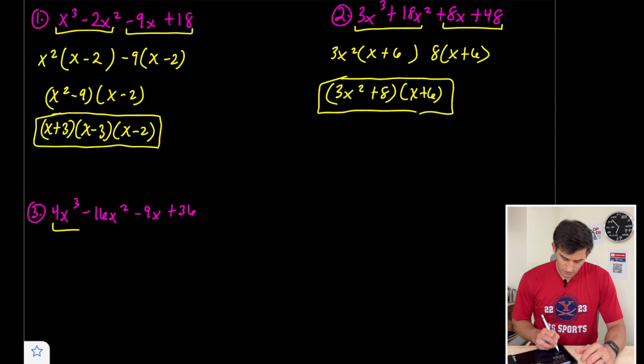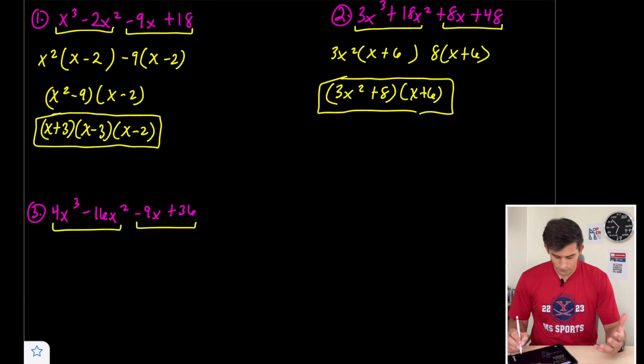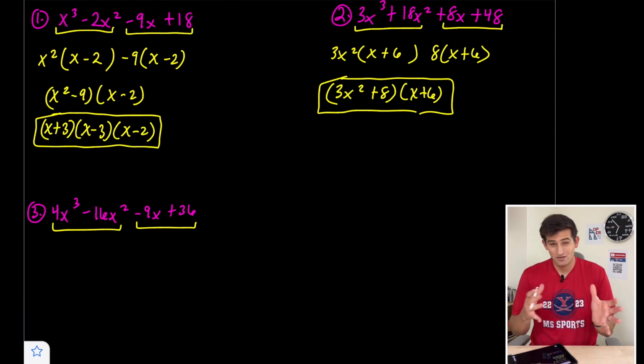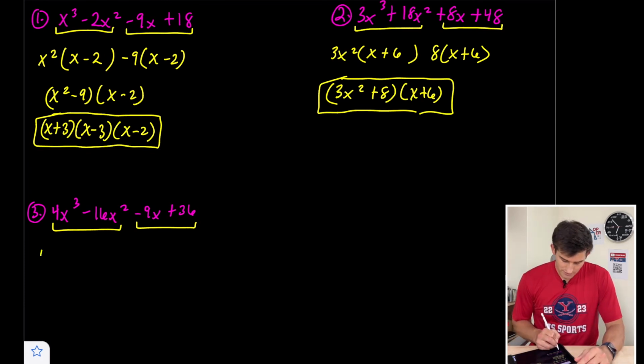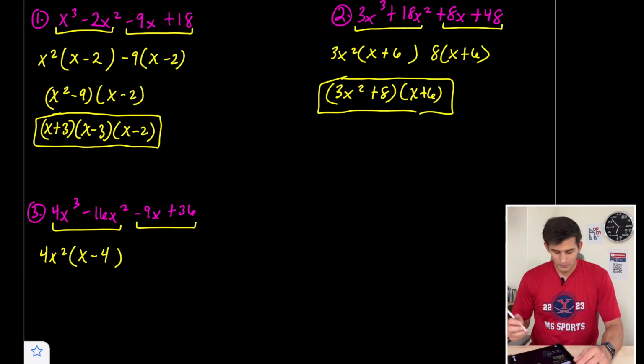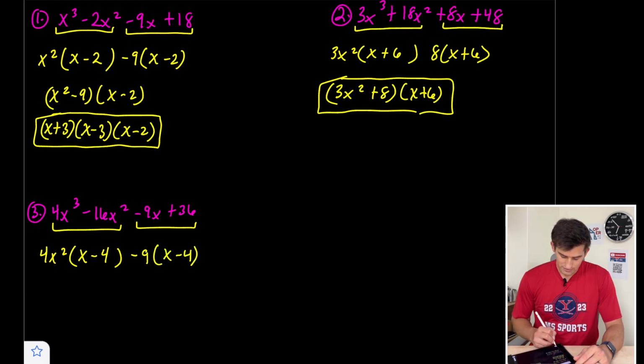All right, last one, number 3, we have 4x cubed minus 16x squared minus 9x plus 36. Once again, let's group together our first 2 and our last 2 terms. For our first 2 terms, we have 4x cubed and negative 16x squared. So let's factor out a 4x squared. Now in parentheses we're going to get x minus 4, and hopefully we are going to get x minus 4 on our second 2 terms. Once we factor out this negative 9, we do get x minus 4, and so now we can put together our 2 monomials, 4x squared minus 9, and our common binomial is x minus 4.